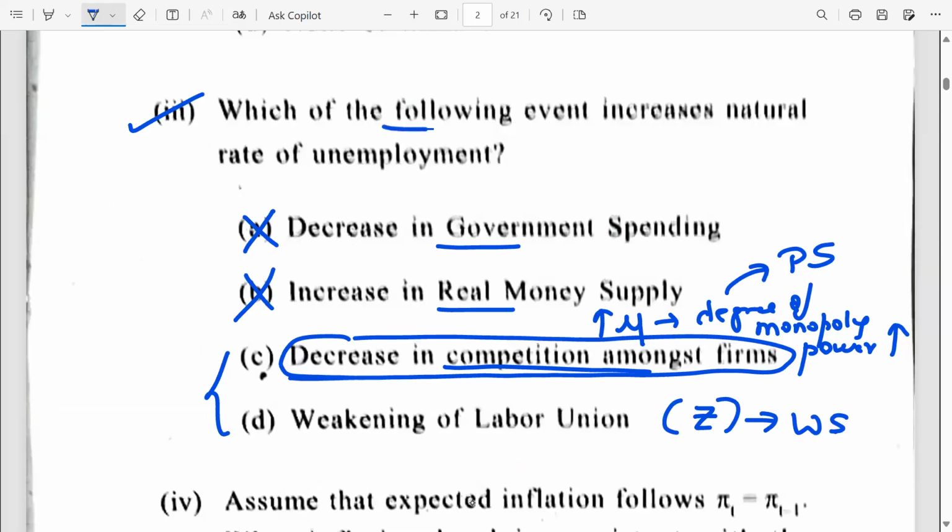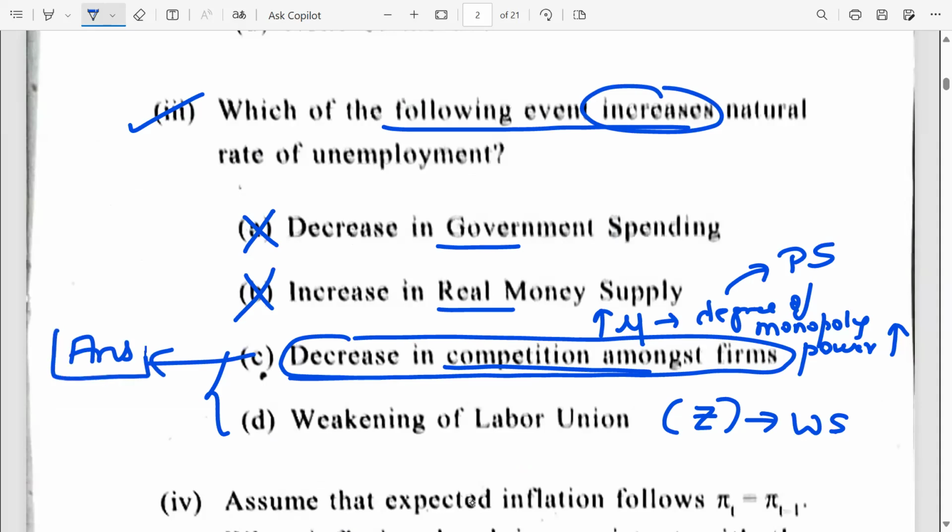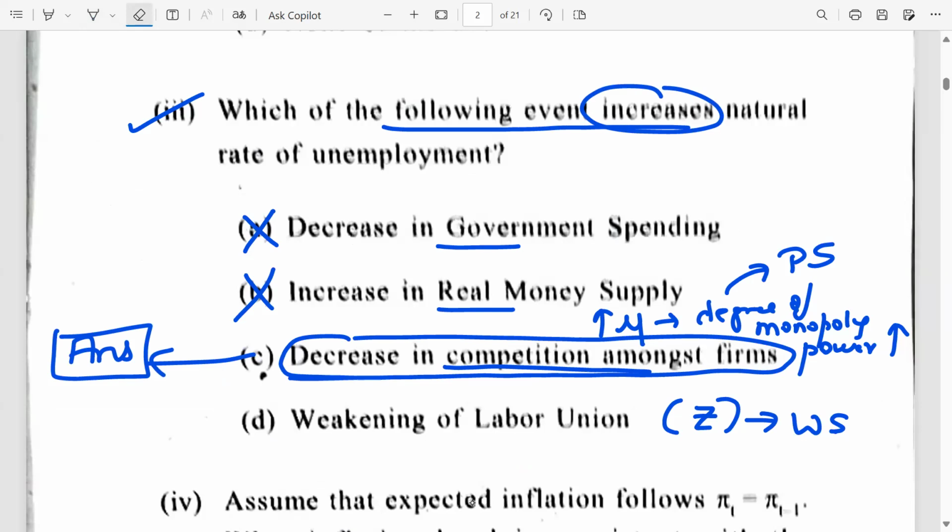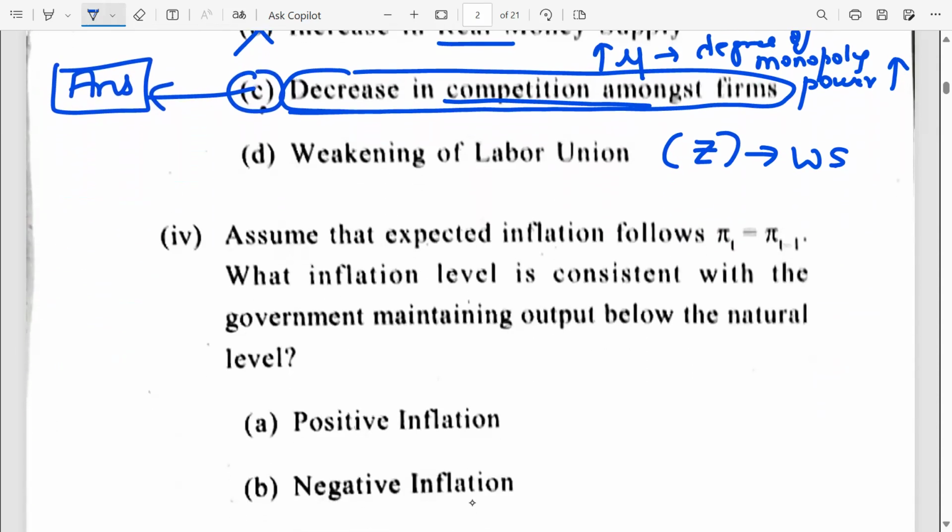So which of the following events increases the natural rate of unemployment? My answer is option C. So it is going to be a decrease in competition among the firms, which is going to increase the natural rate of unemployment. Since I've got the answer, I don't need to observe option D. So my answer is option C. Okay, so hoping all students have understood this.